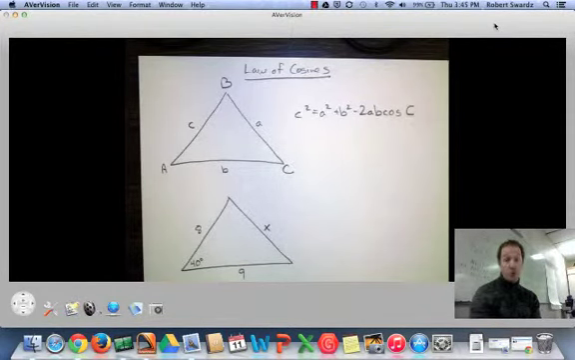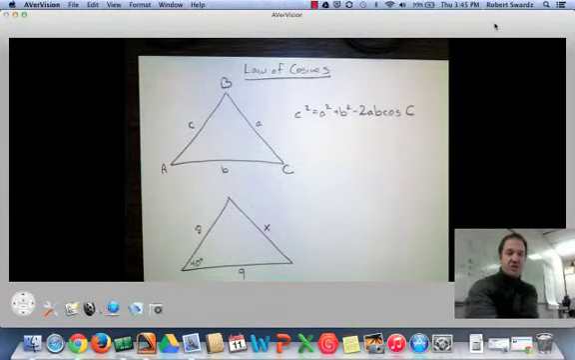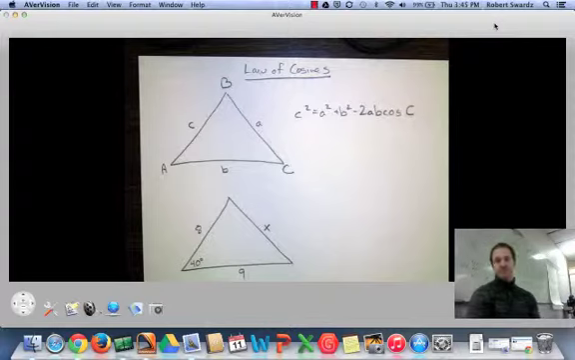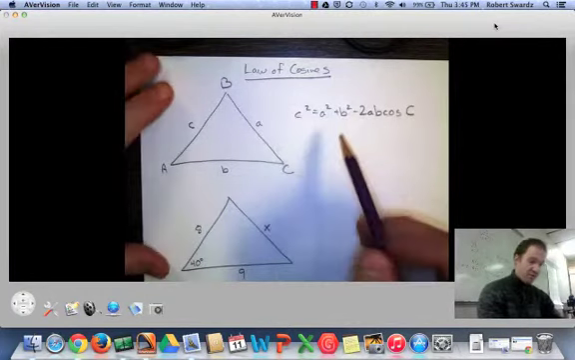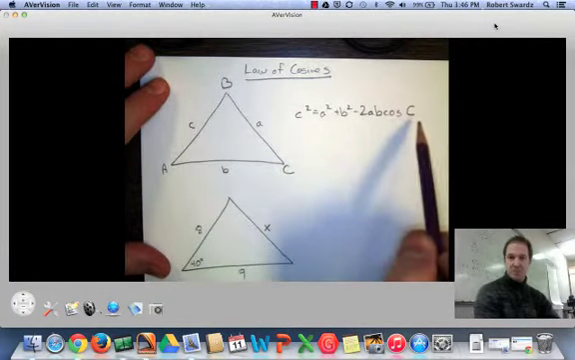Now, they do both work for right triangles, but with right triangles, usually there are easier ways like SOHCAHTOA and inverse sine, cosine, and tangent to find missing parts. But law of sines and law of cosines both work for non-right triangles. So this is the law of cosines.